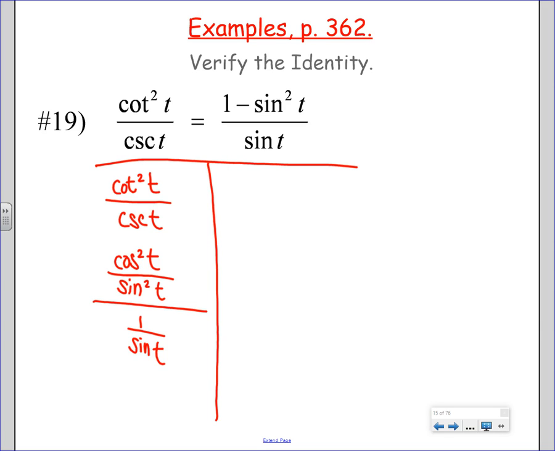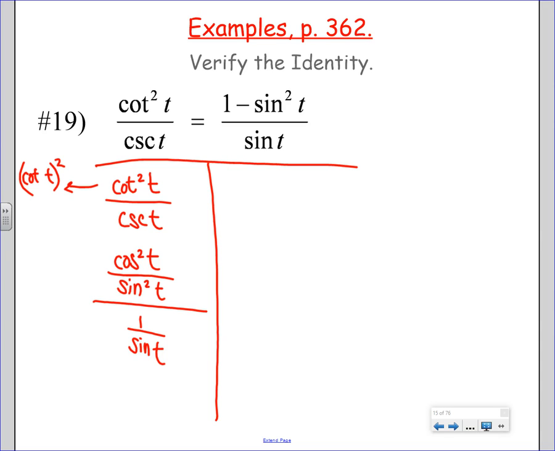Pause. Quotient and reciprocal, what do you think? Does it make sense? It's not the only way. Pythagorean people, you should have been able to get there also. It might just be a little longer. Because this technically means tangent squared. That's the notation for that.